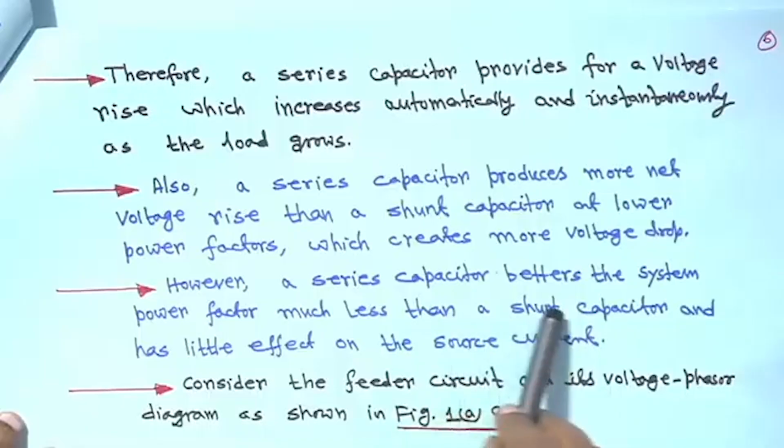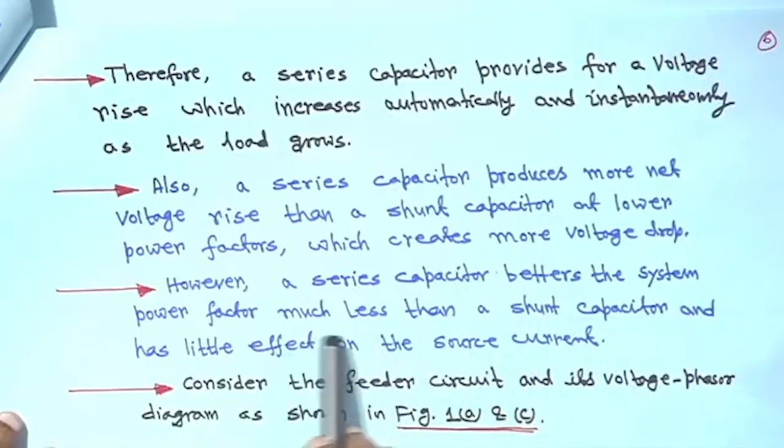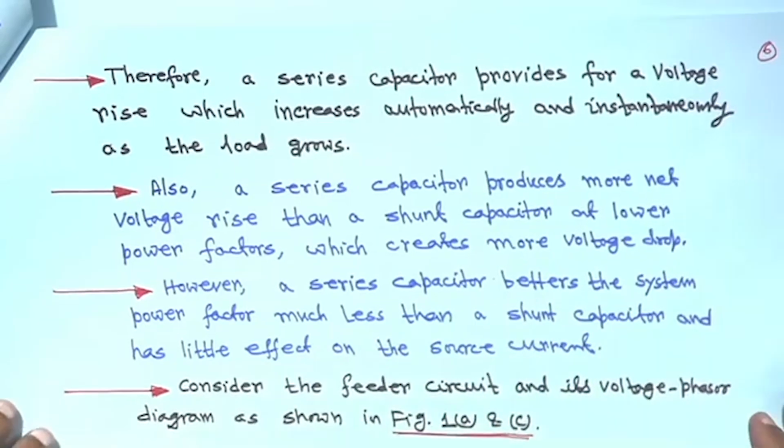However, a series capacitor betters the system power factor much less than a shunt capacitor and has little effect on the source current. So a series capacitor actually has no effect on the source current, and it does not improve the power factor much. There is only a reduction in power loss because of the voltage improvement.